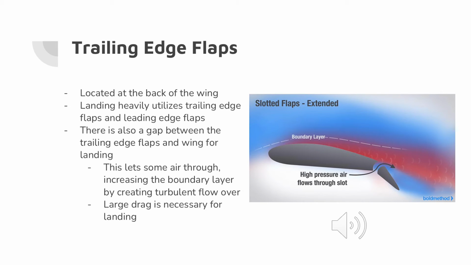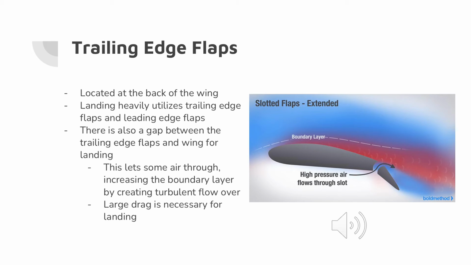Trailing edge flaps are located at the back of the wing. Landing relies on leading and trailing edge flaps. One of the most important aspects of trailing edge flaps for landing is a slit between the wing and the flap. It allows for a small stream of high pressure air to interact with the low pressure flow moving above the wing. This delays the separation of the boundary layer, keeping the airflow above the wing laminar.